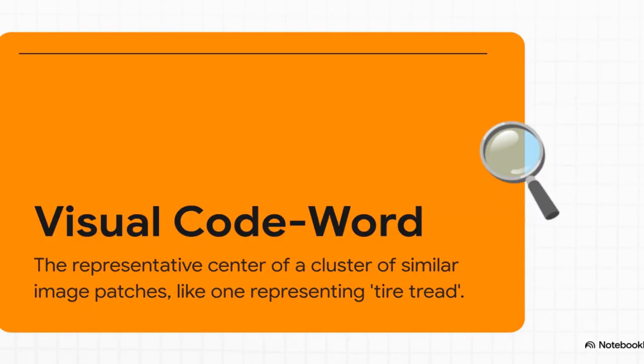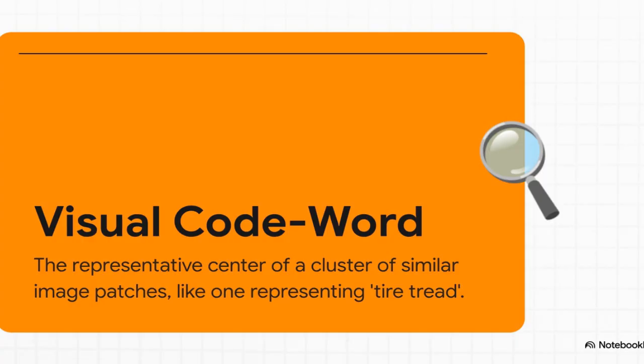So a visual code word is basically just a nickname for a common pattern. Instead of dealing with thousands of slightly different images of tire tread, the computer now has one single super efficient concept it can call, say, code word number 73, which we know means tire tread.